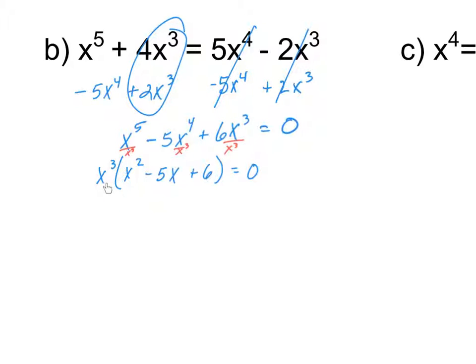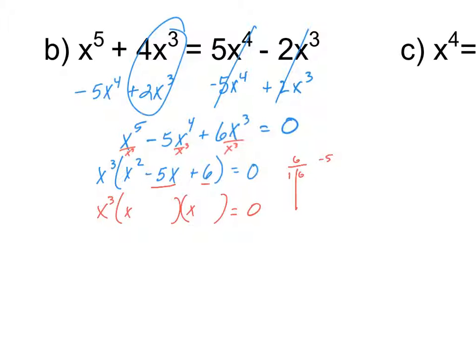So if I pull x to the third out, that leaves behind x squared minus 5x plus 6. Now I'm going to factor this trinomial, and I'm going to keep x to the third. This is an easily factored quadratic, and I am looking for factors of 6 that are going to add up to give me -5.